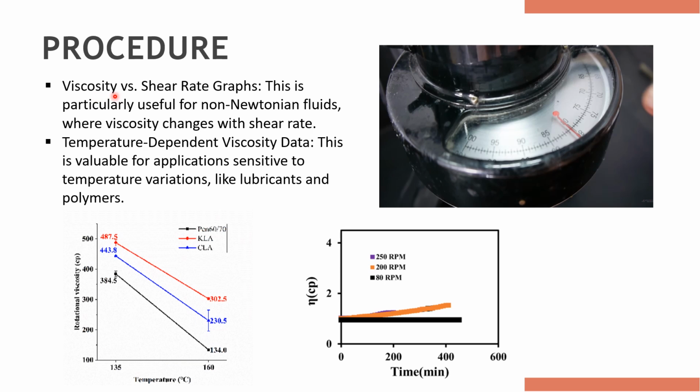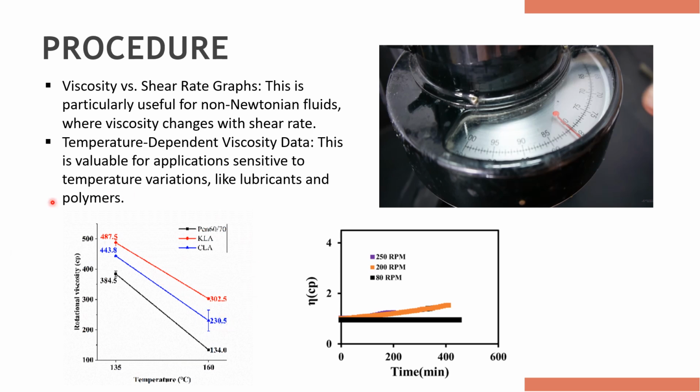Our next output is viscosity versus shear rate graphs. These viscosity versus shear rate graphs are particularly useful for non-Newtonian fluids where viscosity changes with shear rate. And our next output is temperature dependent viscosity data. This is valuable for applications sensitive to temperature variations like lubricants and polymers.